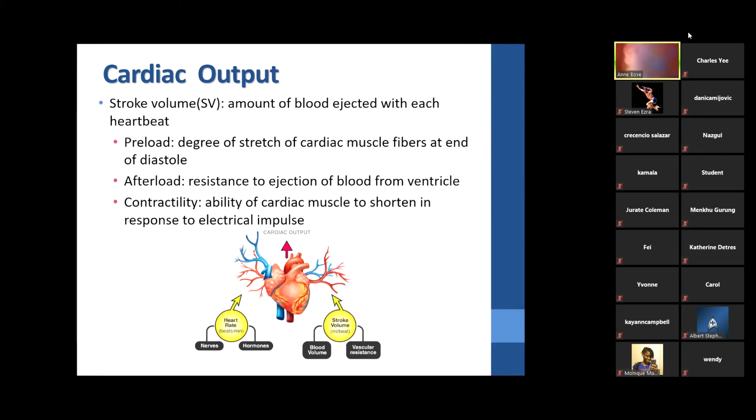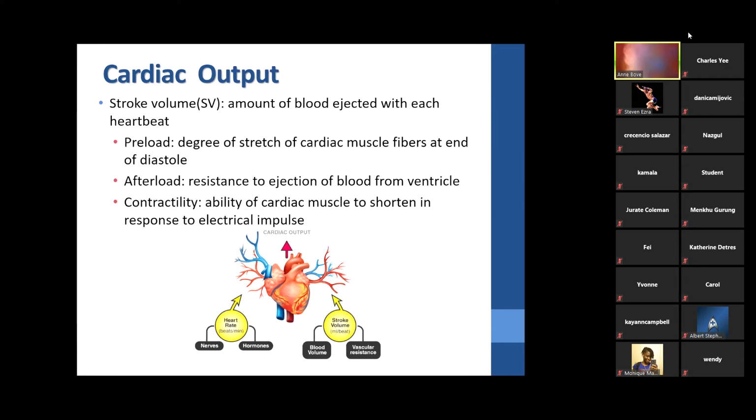Afterload is the resistance that the left ventricle pumps against, so that if your blood vessels are constricted, there's more resistance. If your blood vessels are dilated, there's less resistance. And that's an important concept to know in terms of managing blood pressure. If your blood pressure is low, you may want to constrict. If your blood pressure is high, you're going to want to dilate. Okay, so afterload is the resistance that the left ventricle pumps against.